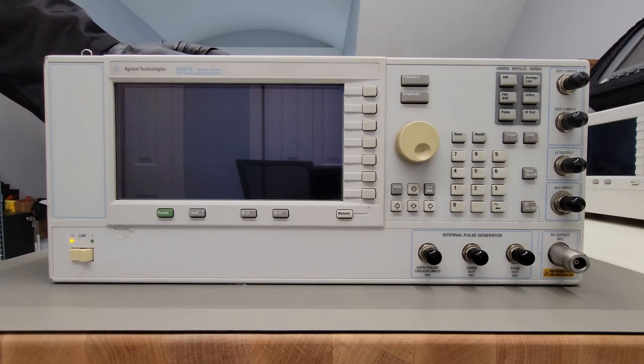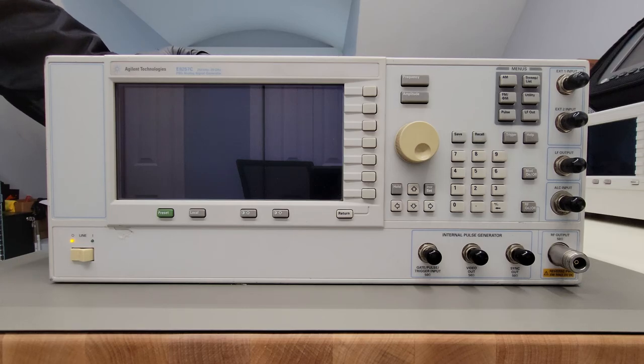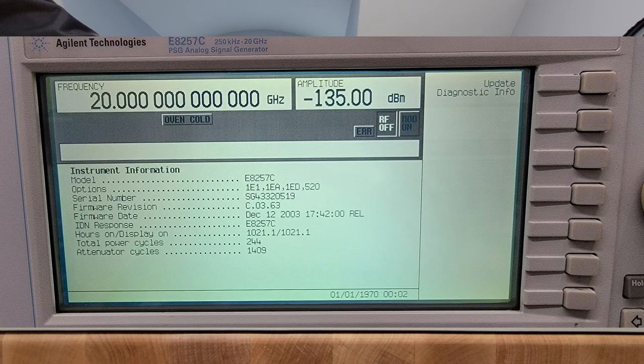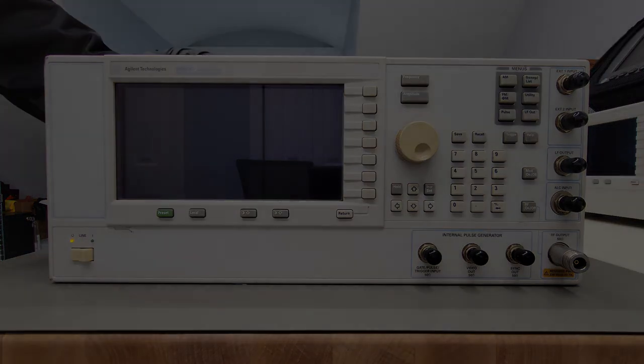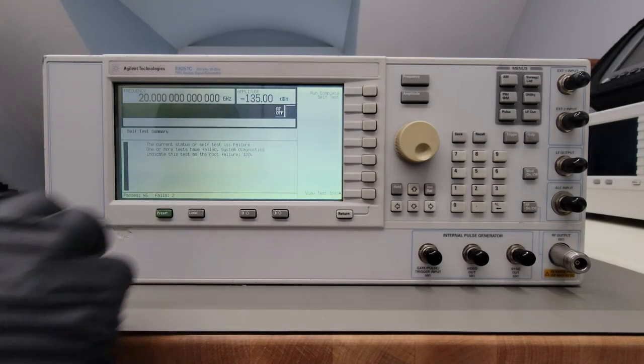This generator is on the bench today. It's a C revision, and it apparently does have one self-test error, and I'll go ahead and show you. When I first received this instrument and powered it on, I did run a self-test with the old firmware that was in there. It was firmware dated from 2003, which is probably the firmware that the instrument shipped with, so it hadn't had a firmware update in 20 years. I did test it with that firmware and run a complete self-test on the instrument, and it generated two self-test errors. Okay, so the self-test finished running.